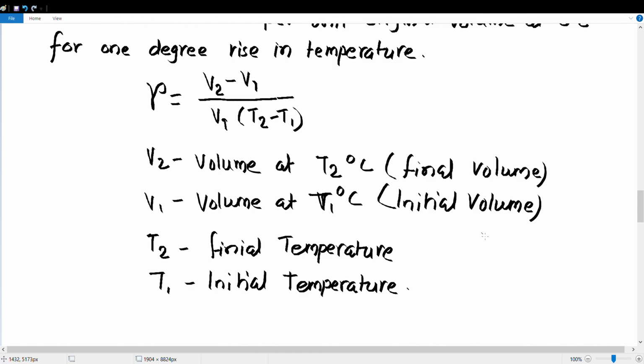This is all about areal expansion and volume expansion.